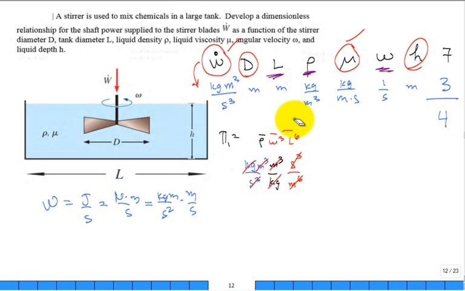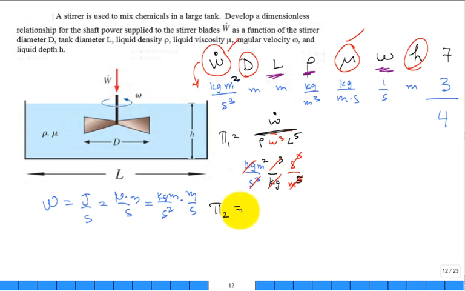Let me clean it up just a little bit. So it's going to be W dot divided by rho omega cubed D to the 6th. No, that's not 6, is it? What did I mess up on? Yeah, this is a meter squared right there. That's a squared, then that's the 5th. Sorry about that. So there you go. That gives me the 5th, and then that cancels it. Okay? All right, let's go for the next pi group.